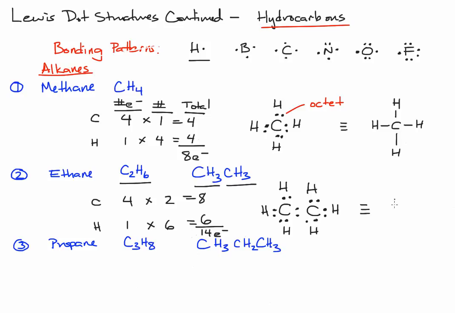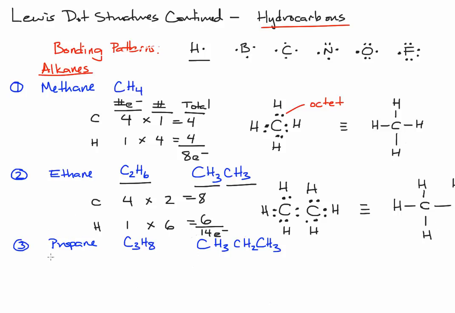And another way we can draw this are representing the bonds as lines. So here's our carbon-carbon bond. And our remainder of CH bonds. So notice that methane was strictly CH bonds. Moving to ethane, we now introduce a new bond, a carbon-carbon bond.